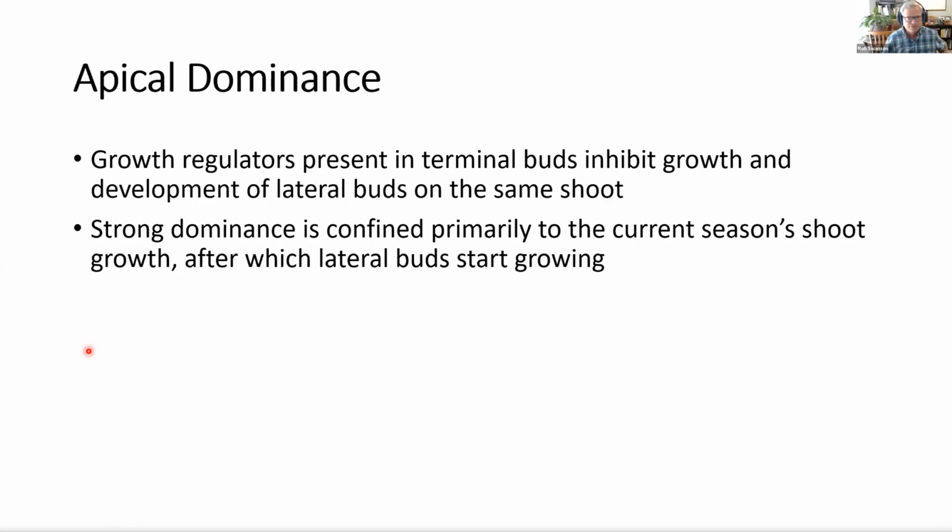Growth regulators present in terminal buds inhibit growth and development of lateral buds on the same shoot. Remember we said that the tip's what controls the growth behind it. Strong dominance is confined primarily to the current season's shoot growth, after which lateral buds can start to grow. So the current season might be spring, so it's going to be primarily shoot elongation, and then at the end of spring, beginning of summer, the rest of it's going to grow some as well.